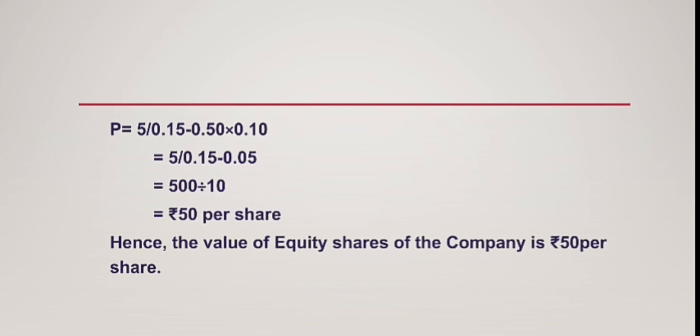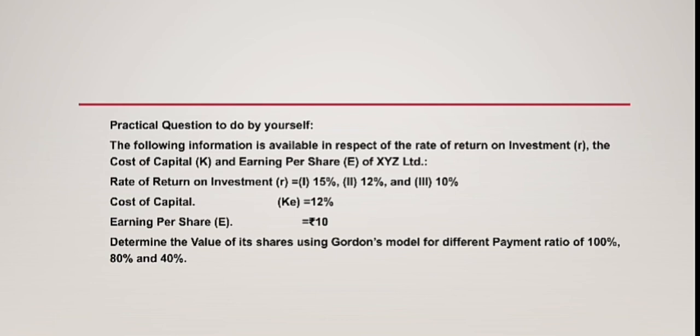Now I am giving you a practical question which you have to solve by using both the methods. Just look at the question first. The question says that the following information is available in respect of required rate of return on investment, cost of capital and earning per share of XYZ Limited. Rate of return on investment R is 15%, 12%, 10%, cost of capital is 12%, and earning per share is rupees 10 per share. Determine the value of shares using Gordon model for different payout ratios of 100%, 80% and 40%.